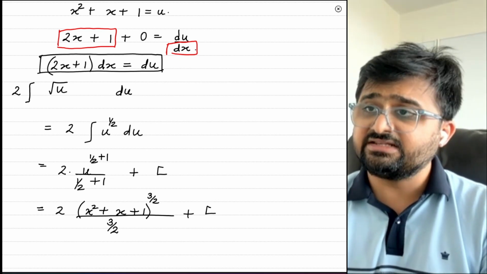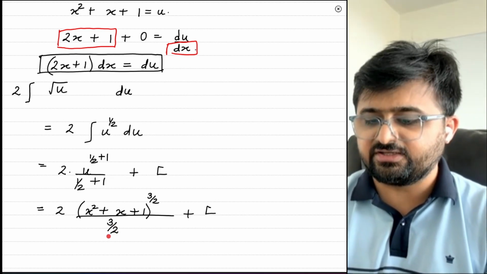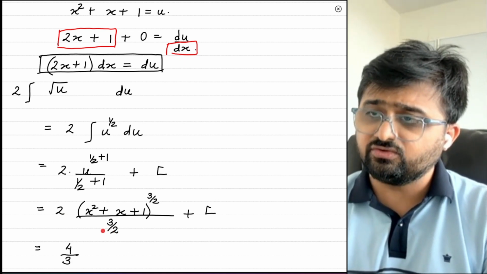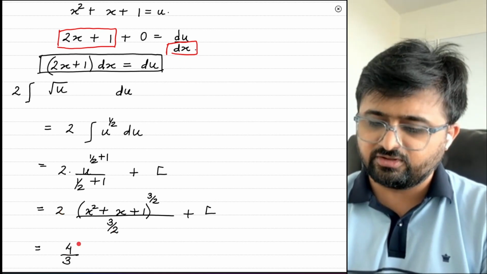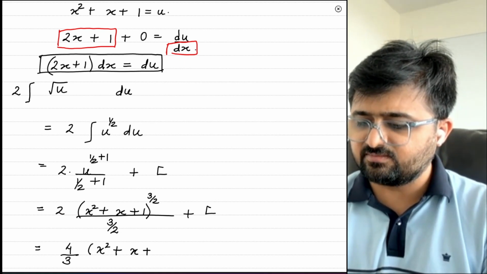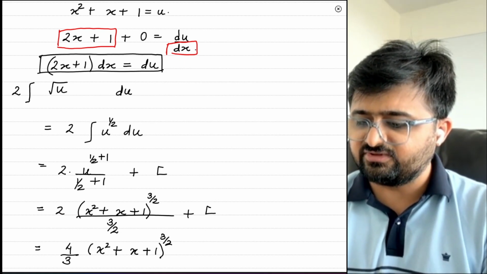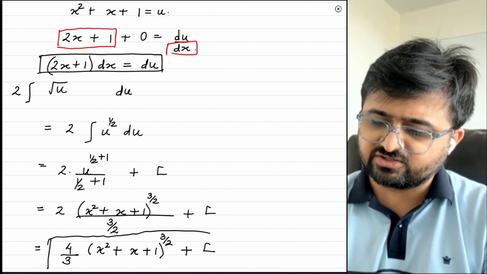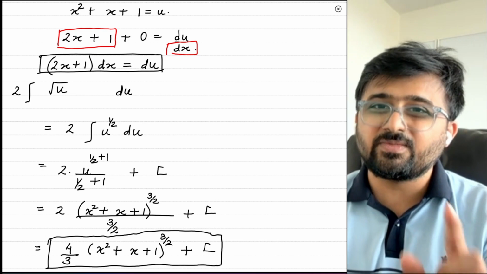Okay. And this 2 is in the denominator. Its denominator can go in the numerator. So I have 4 by 3. That 2 is going to make this 2 into 4 divided by 3. x square plus x plus 1 to the power 3 by 2 plus constant of integration c, and this is nothing but your final result. I hope that makes sense.